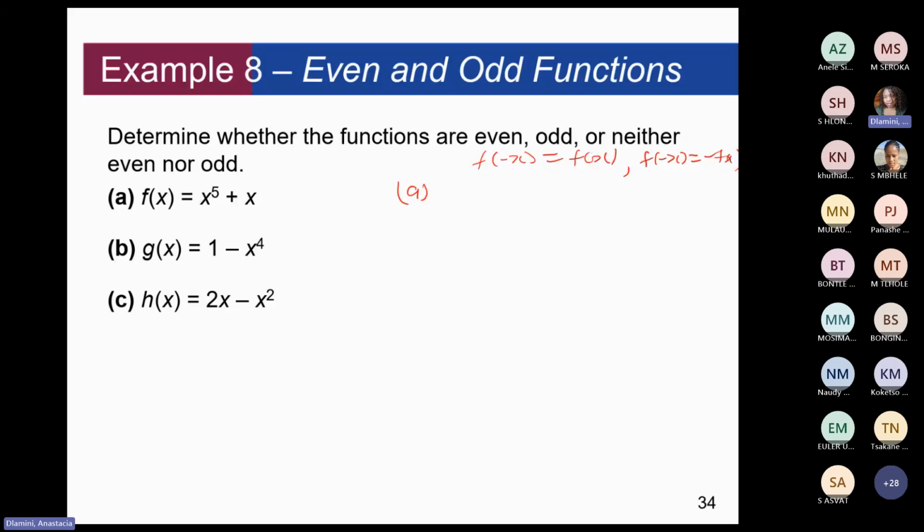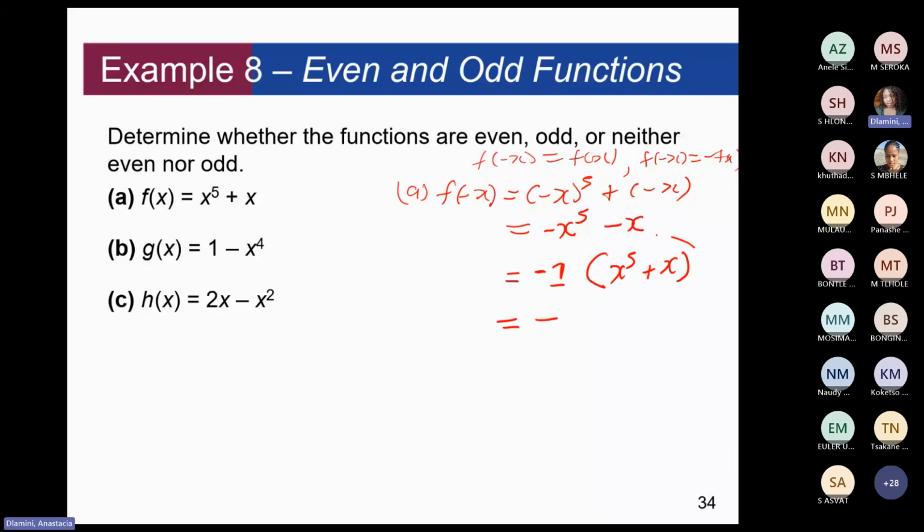So let's put a negative inside, and then we get negative x to the power of 5 plus negative x. If I take out the negative 1, I'm remaining with x to the power of 5 plus x, and you can see that this is negative f of x. So this function is odd. Do you see how you prove even or odd? Yes, ma'am.